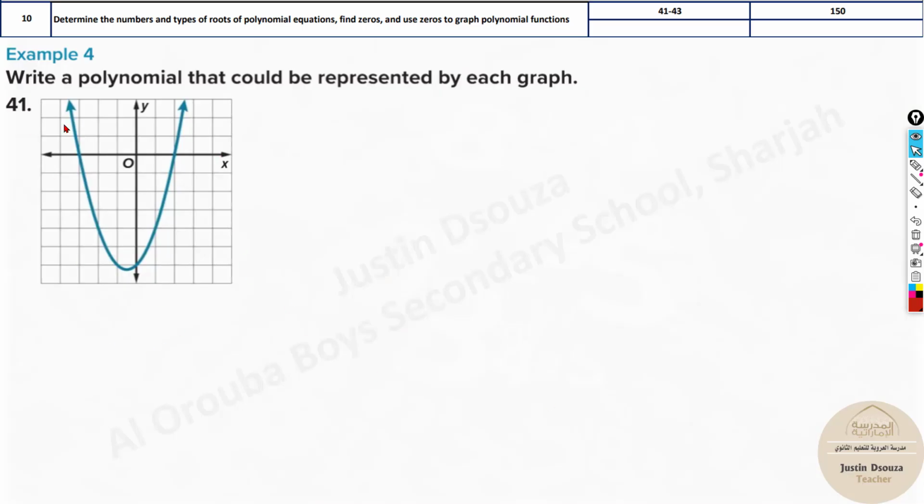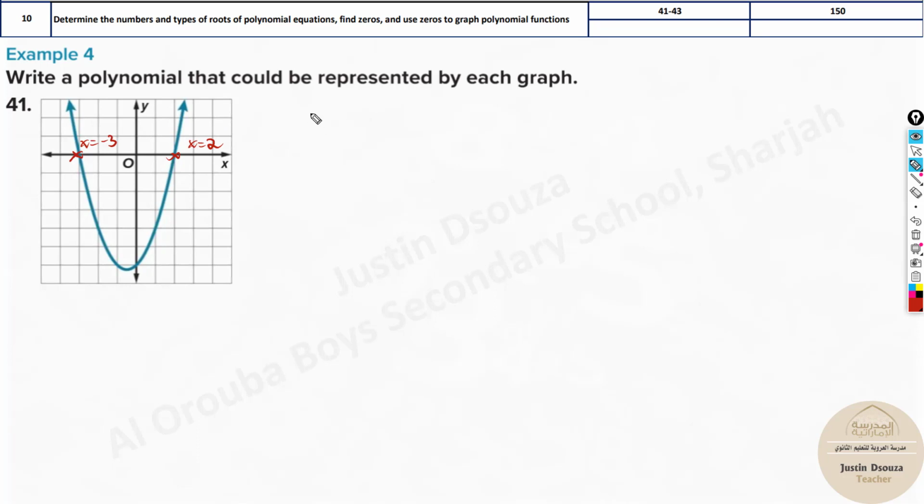Here they have given a graph. How can we represent this in terms of an equation? We cannot be 100% accurate, but we can get an approximate answer. Now, look carefully. What are the solutions? They're over here and at this point, right? It's at x equals minus 3, and x equals 2, isn't it?